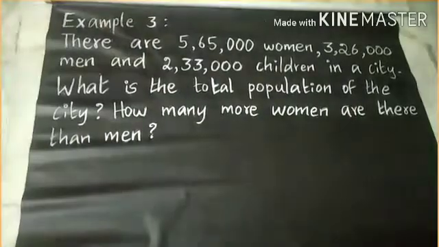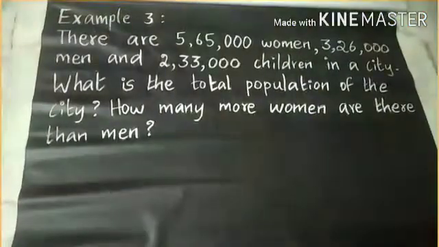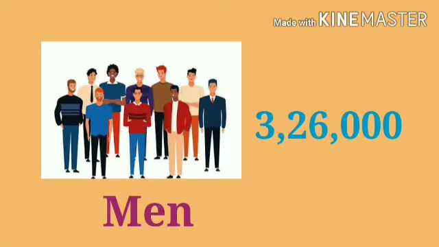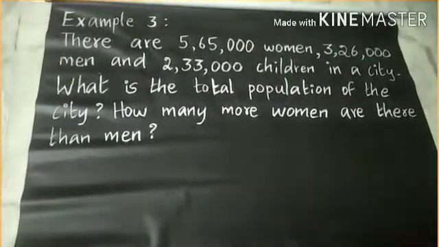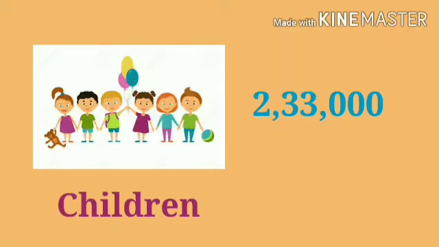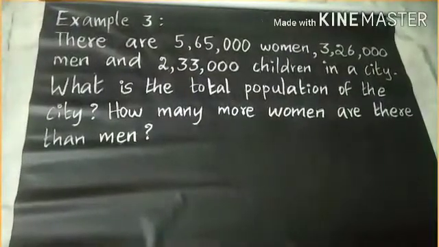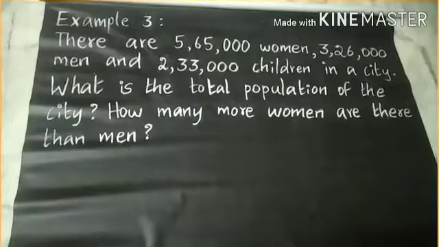Students, how many women are there? There are 5,65,000 women. Students, how many men are there? Yes, there are 3,26,000 men. Students, how many children are there? Yes, there are 2,33,000 children. Here we have to find the total population of the city. So we should add to find the total population.